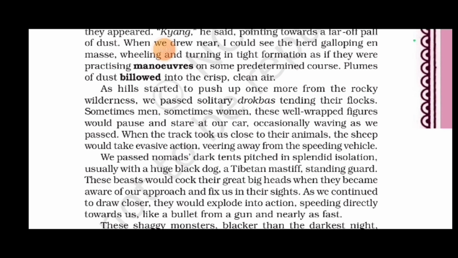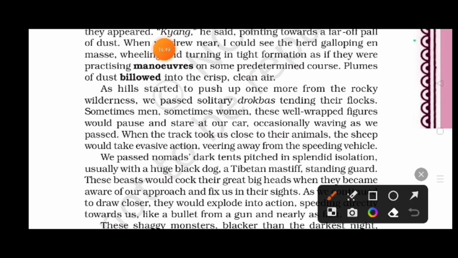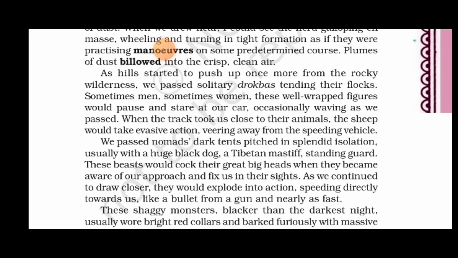We pass solitary drogbas tending their flocks. Solitary means alone. As the hills started to come, who were they passing? Drogbas. Drogbas were shepherds with their flocks, meaning their herds. Sometimes men, sometimes women. These well-wrapped figures would pause and stare at a car, occasionally waving.